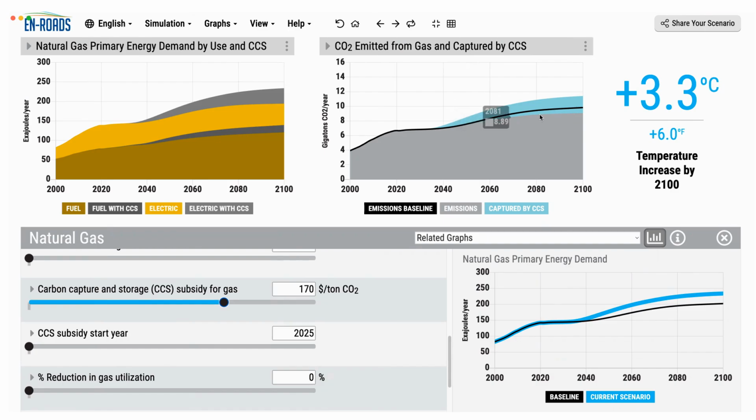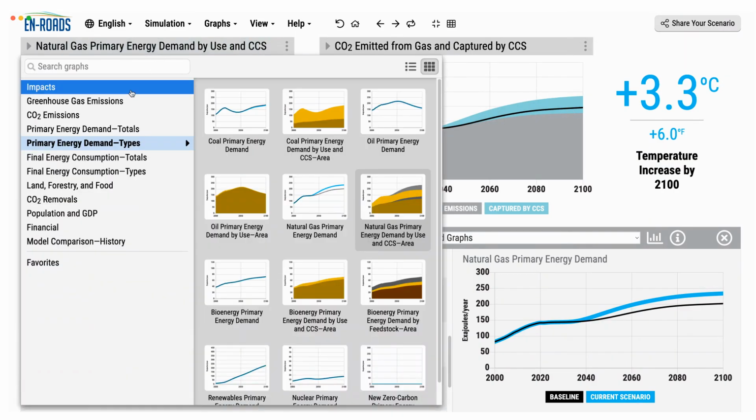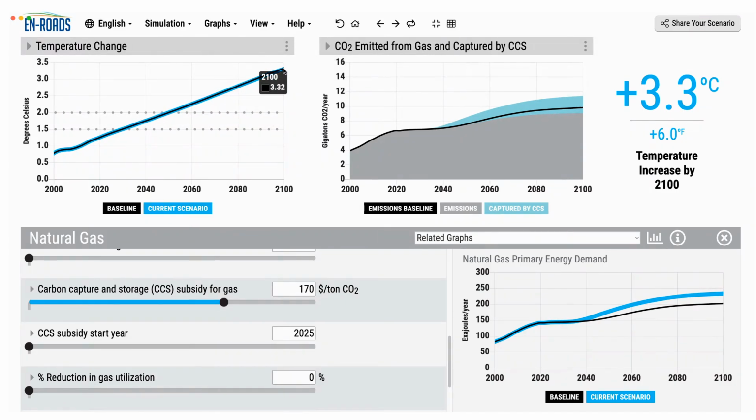In the graph on the right, the gray area is the continued emissions from gas. You can see how it's really a lot and hasn't reduced very much. The black line is where it was before any of these changes, and the blue area is how much is being captured by CCS. So overall, we can see that emissions went down a little bit. Did it help temperature? Go to impacts and see that the change is almost negligible. By 2100, instead of 3.3, it's down to what? 3.26, a negligible improvement. What's going on?